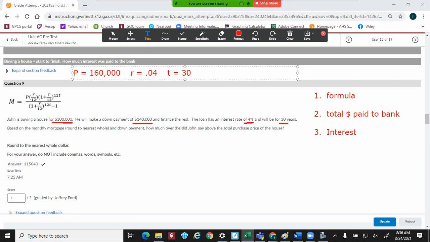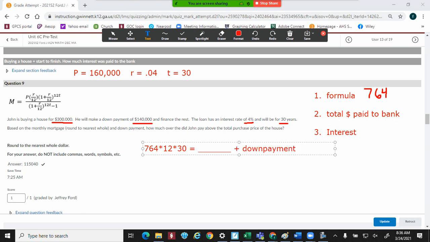All right. So based on the formula, he is going to be paying $764 a month. Okay, so that's step one. Step two is to find how much total money to the bank he's going to pay. So 764 times 12 times 30 for the next 30 years is going to give me a number, and then I'm going to add the down payment.